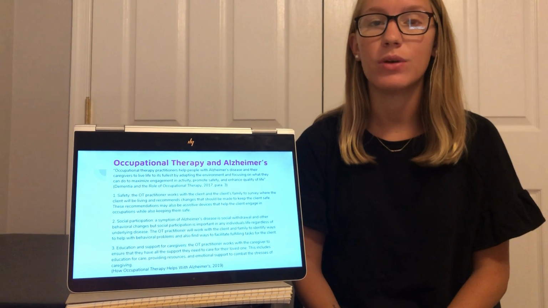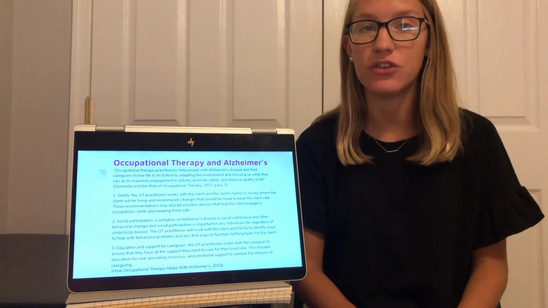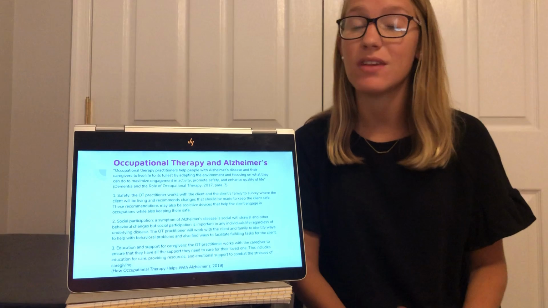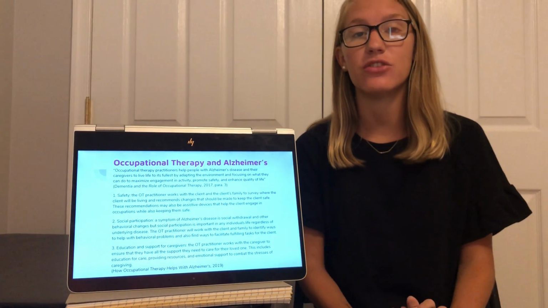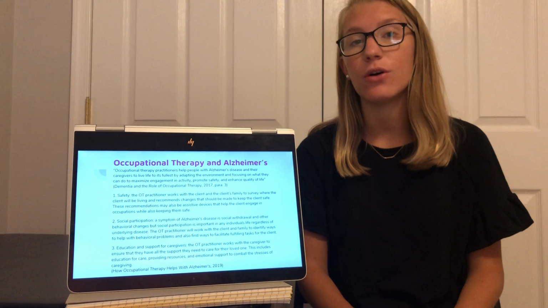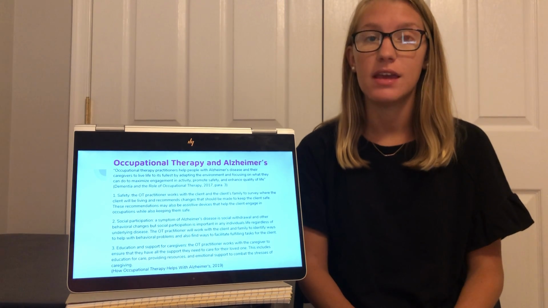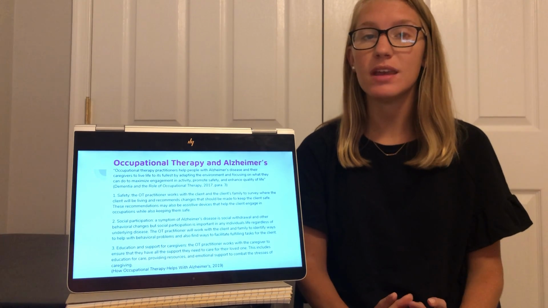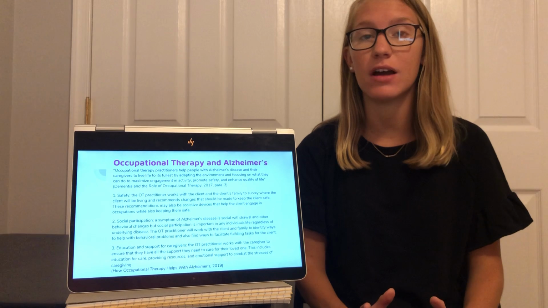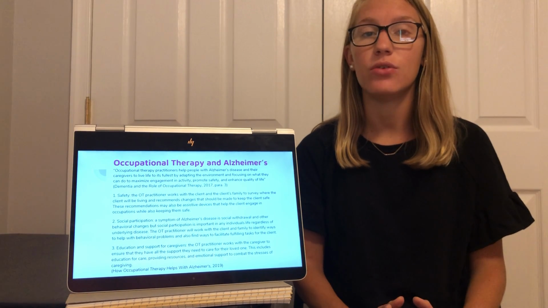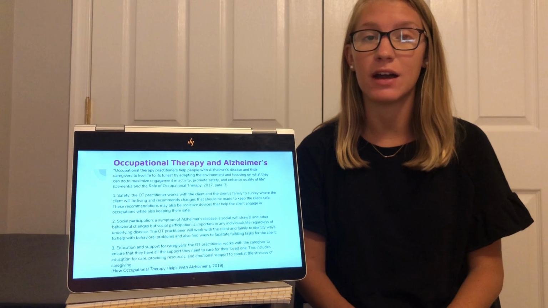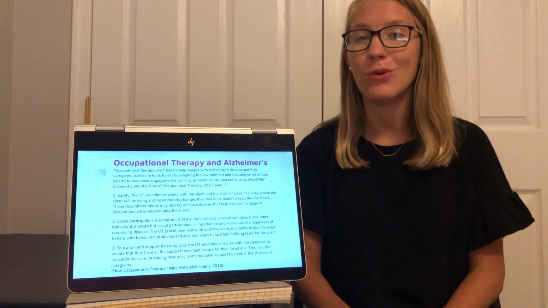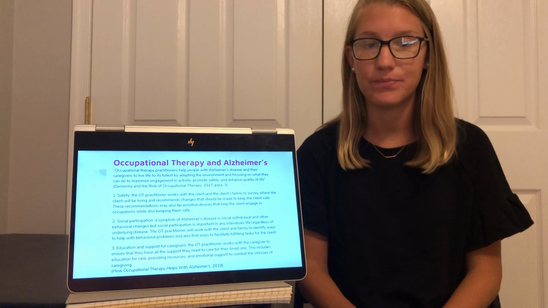So safety, we are doing things like home evaluations, suggesting modifications to be made in the home, teaching them safer ways of doing things through energy conservation or just learning new skills, and also suggesting assistive devices. When we focus on safety, we really are just worried about the individual remaining in their home or whatever environment they're in, and we want them to be as safe as possible as they're moving around and also just be able to perform activities. But first, we want them to be able to perform those activities safely.